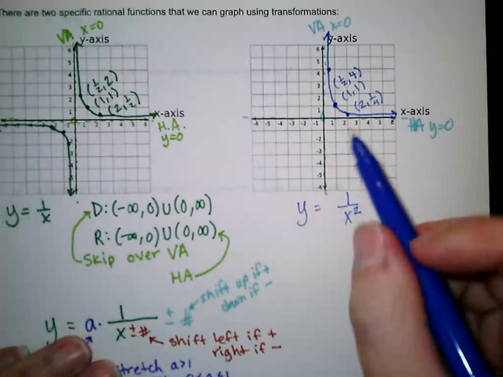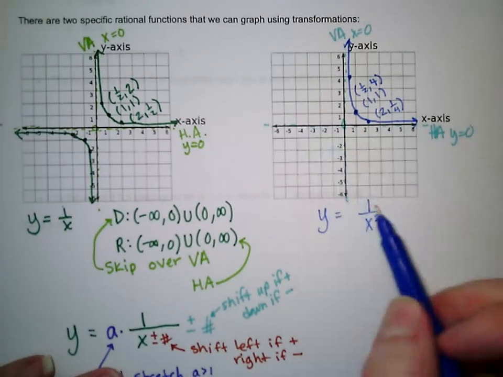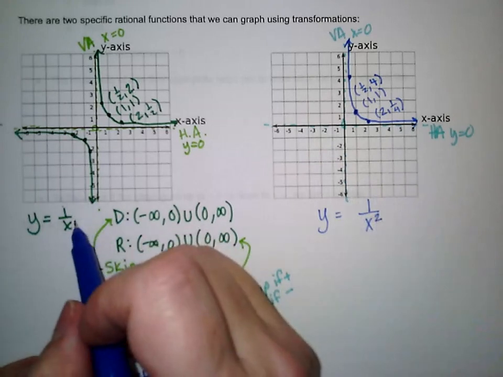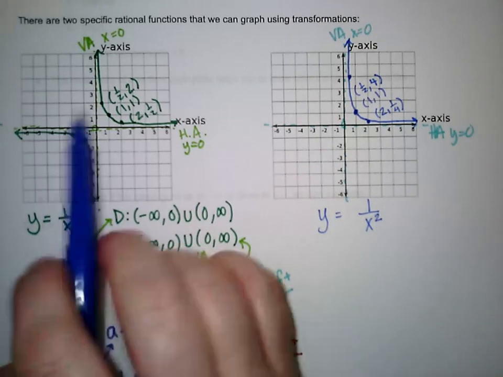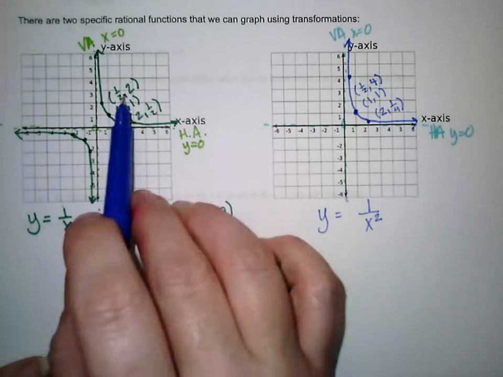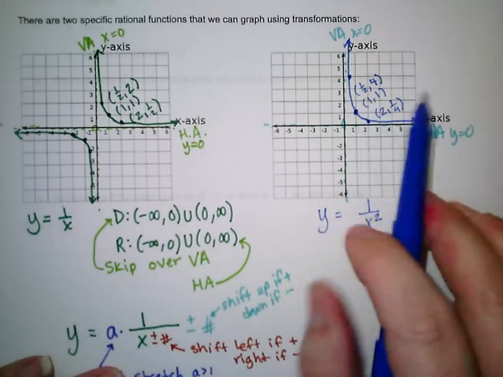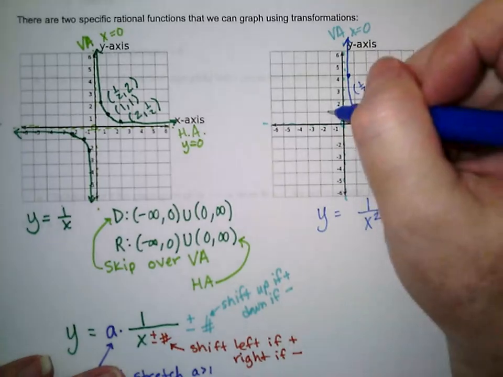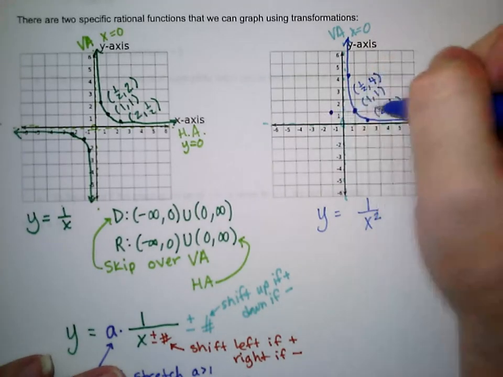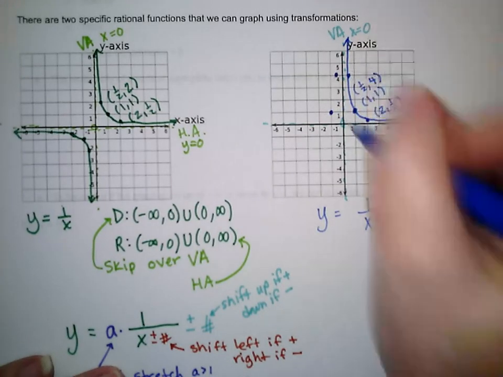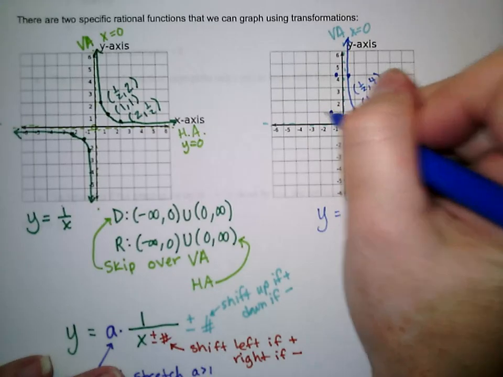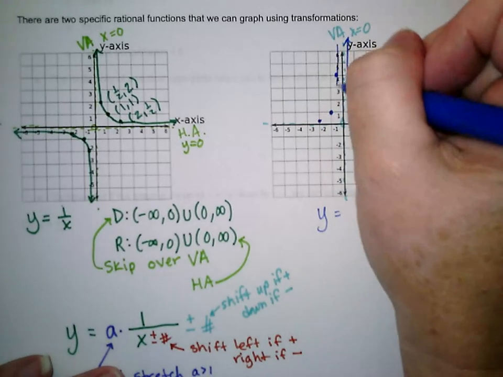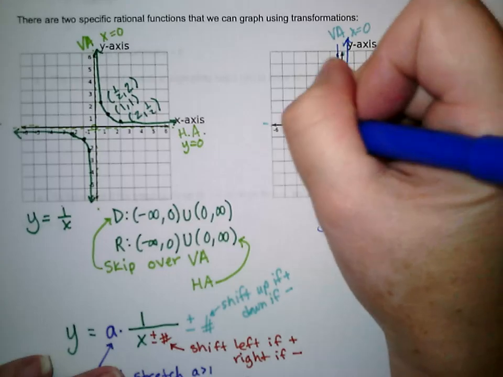Now this one is slightly different because it is an even function, whereas y equals 1 over x was an odd function. So instead of having origin symmetry, which odd functions do, this one is an even function, so it's going to have y-axis symmetry. So these mirrored pairs are going to be in quadrant 2 instead of quadrant 3. So y equals 1 over x squared looks like that.